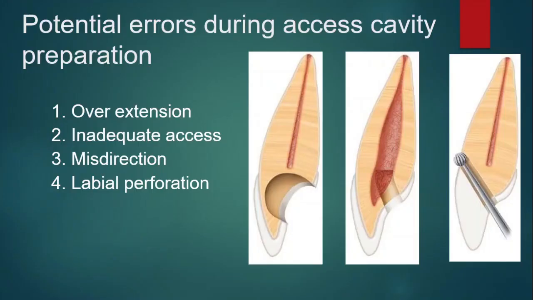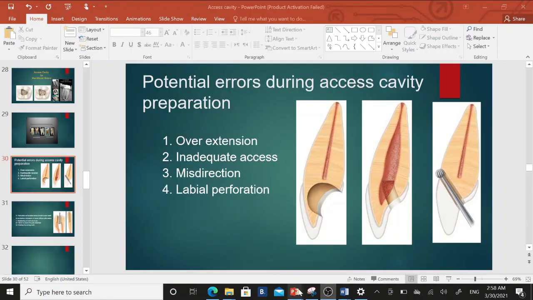Finally, we reach the last part of this presentation, the potential errors during access cavity preparation. The first one is overextension. Overextension may be the result of improper burr angulation, or failure to recognize the lingual inclination of the tooth. This will result in weakening of the coronal tooth structure, which may lead to coronal fracture.